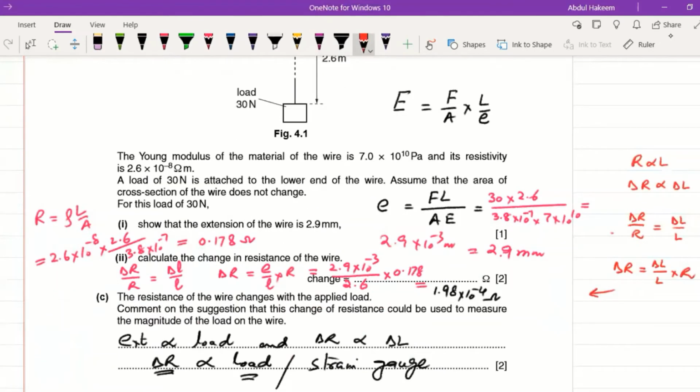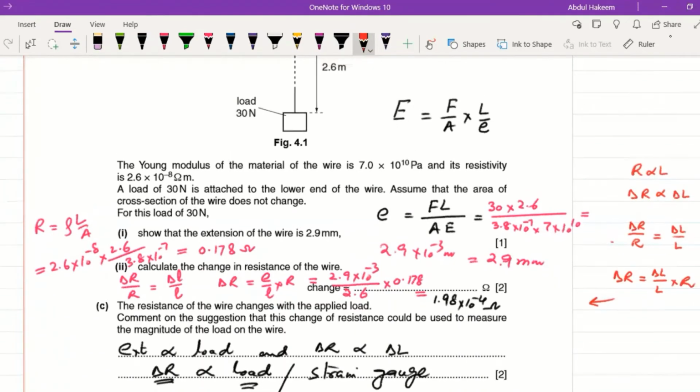No, first we have to calculate that. So look, R is equal to rho L over A. Rho, resistivity, is given as 2.6 × 10 power minus 8. Length is 2.6. Area is 3.8 × 10 power minus 7. And the resistance is given as 0.178. So multiply here by 0.178. You will get the answer 1.98 × 10 power minus 4 ohm. This is the change of resistance.